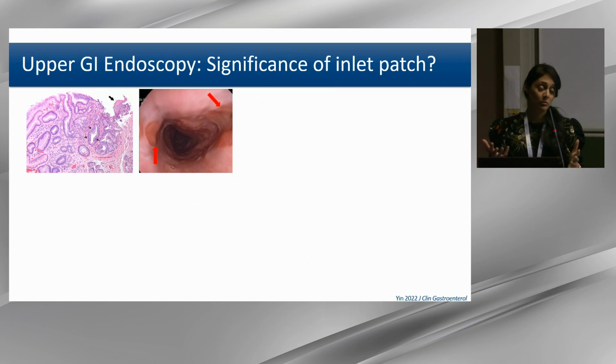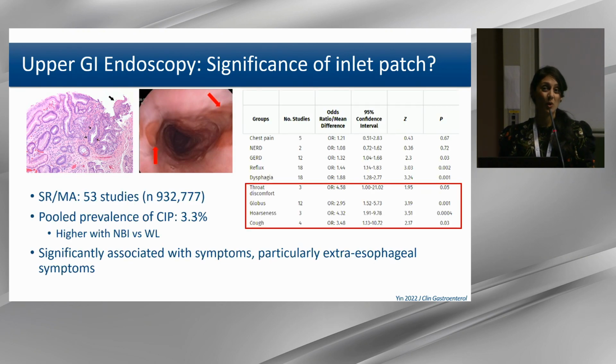Another thing that we don't have clarity on is that we do often find inlet patches on endoscopy. This is a large meta-analysis, almost 1 million patients. The pooled prevalence of an inlet patch is 3%, so not insignificant across the board of all patients getting endoscopy. Interestingly, when they looked at symptoms, there were high odds ratios for throat symptoms, on the order of 3 to 5, throat discomfort, globus.